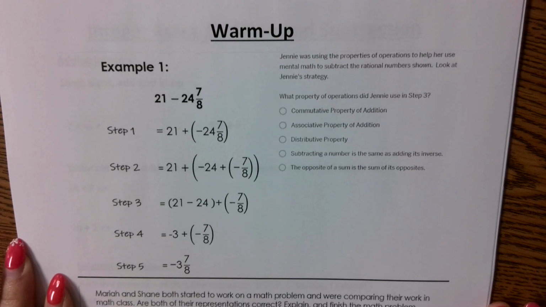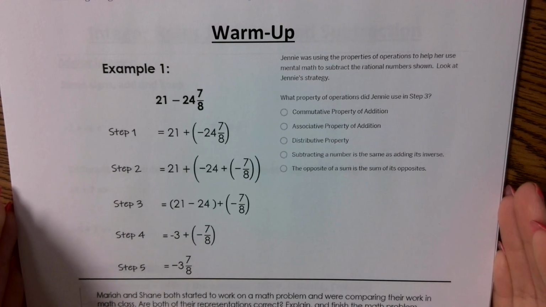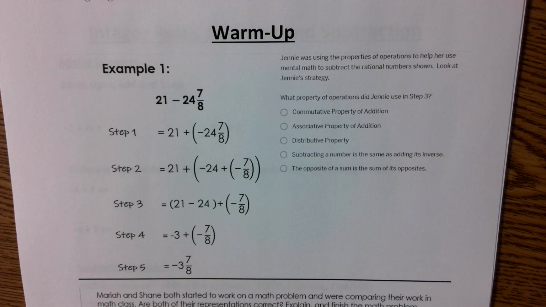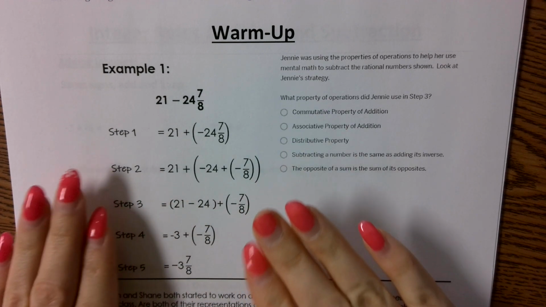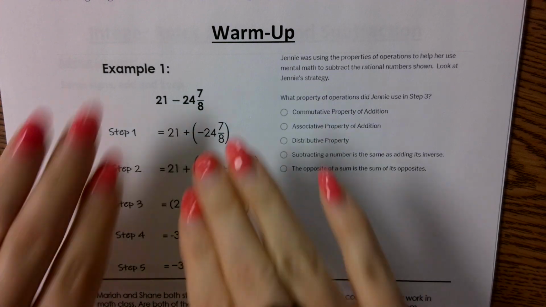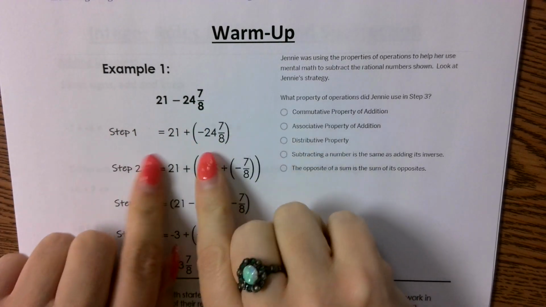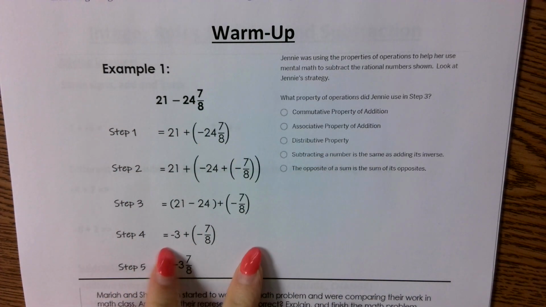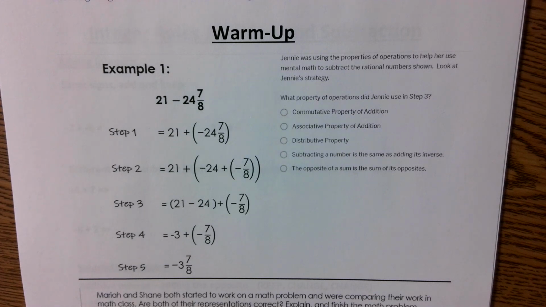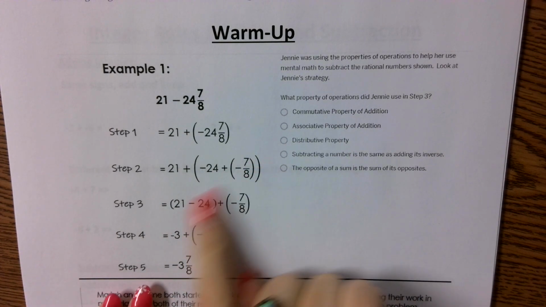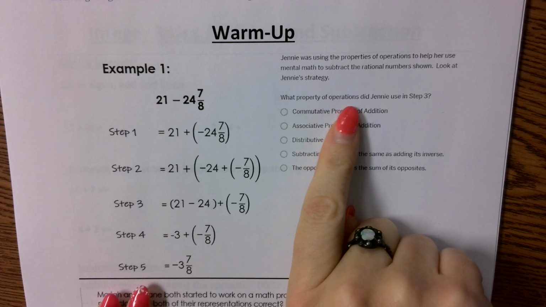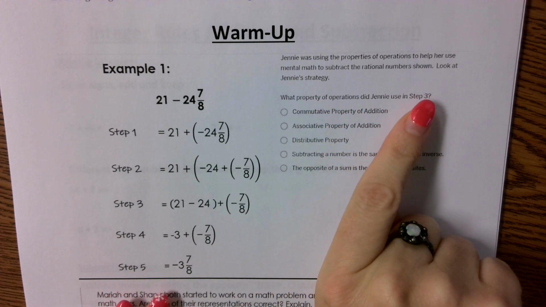All right, so let's go ahead and go over what you guys came up with. So for problem number 1, we have an example of a problem, just kind of like what we did yesterday, where we took a problem and broke it apart into its different components, and then identified the properties that represented from one step to the next. So in this problem, they only want you to identify what property of operations did she use in step 3.